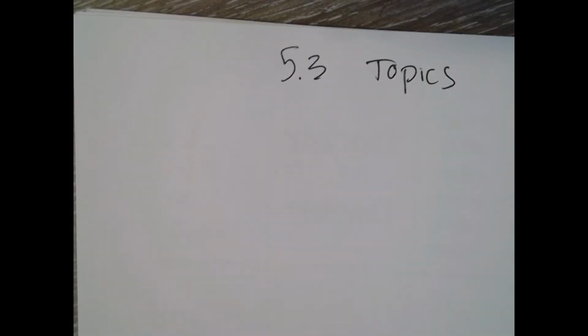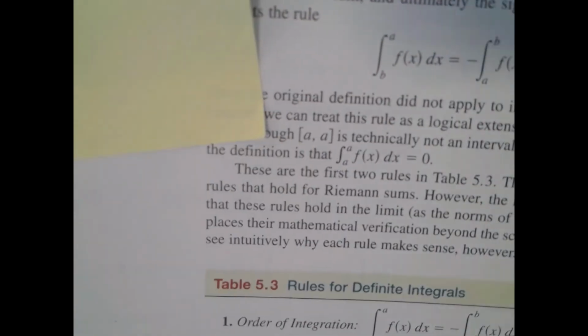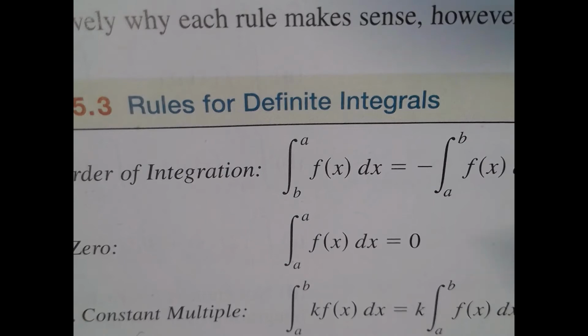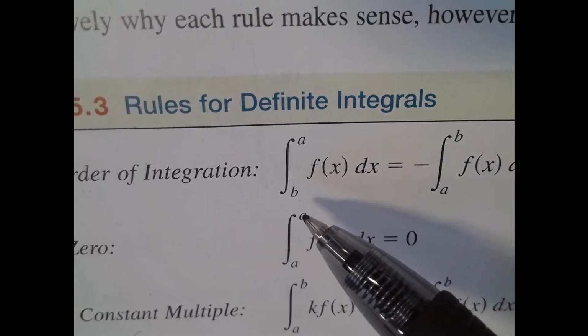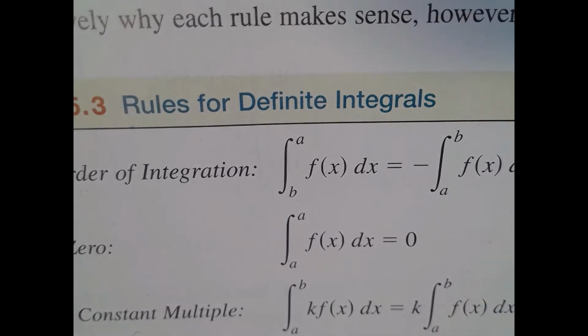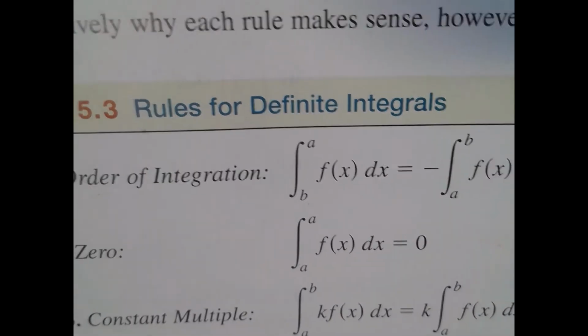Alright, so 5.3 lesson, we're doing integrals and eventually antiderivatives. We're going through some of the rules for definite integrals. This is in your book. The first rule is saying if I'm going from B to A, which is unusual, usually we go from A to B, we can make it A to B, but we just make it negative.